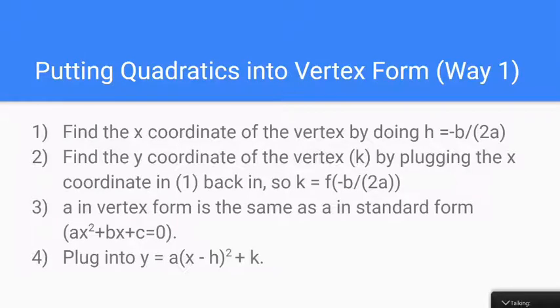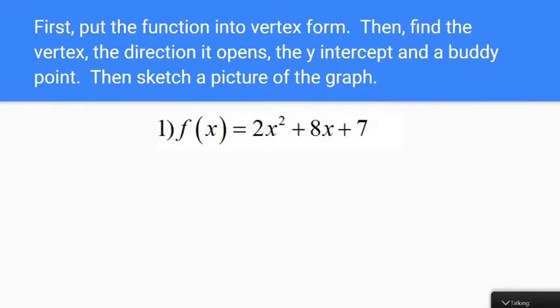Alright, and once you find the x-coordinate of the vertex, you're going to plug that in for h. And to find the y-coordinate of the vertex, we could plug the x-coordinate into our original equation and see what the y-coordinate of the vertex is. And then a, the number in front of the parentheses, is just the coefficient in front of x squared. So we plug in a, h, and k, and we have our vertex form, and then we can sketch a graph. So let's try with this one.